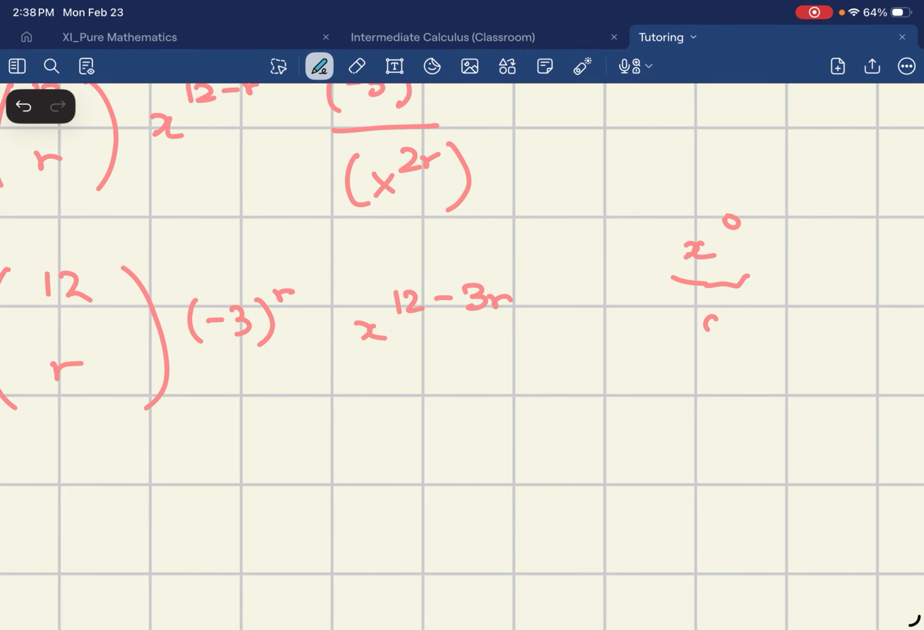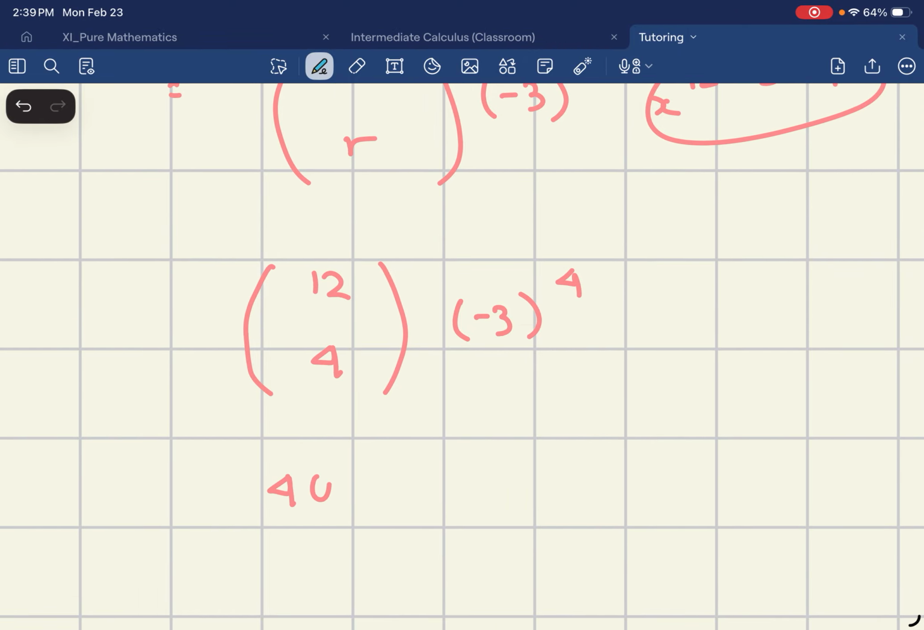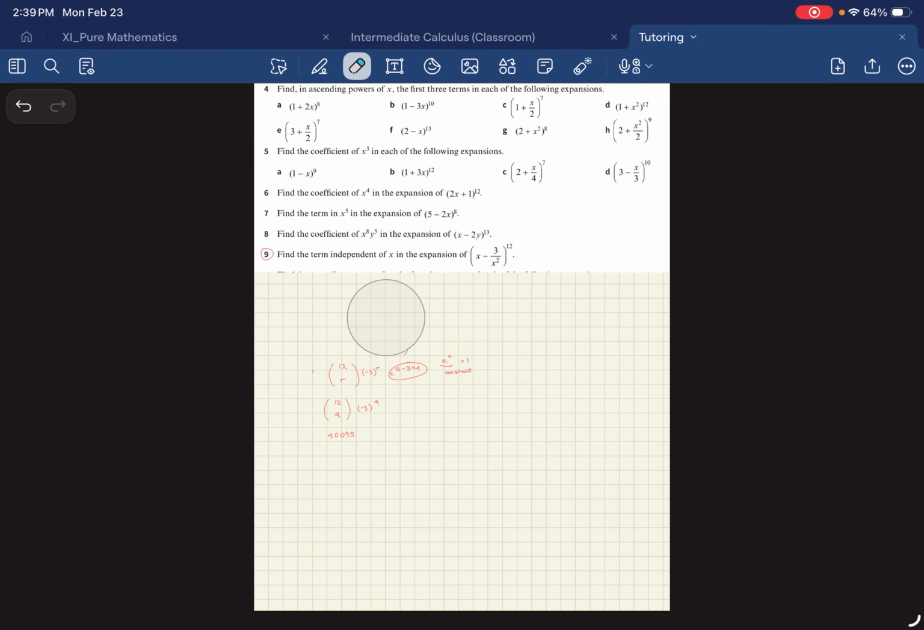That is the only way I can get something that is a constant, because x to the power 0 is 1. So what r do I need to select? Well, if I select r is equal to 4, 3 fours are 12, so this is going to become 0. So r is going to be 4, and minus 3 to the power 4. So if I use my calculator, 12 choose 4 times negative 3 to the power 4 gives me 40095. That is your term independent of x. So that is how you do these questions.